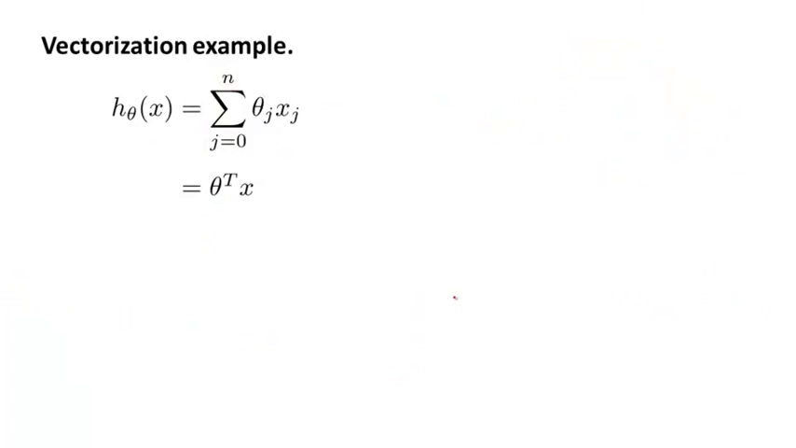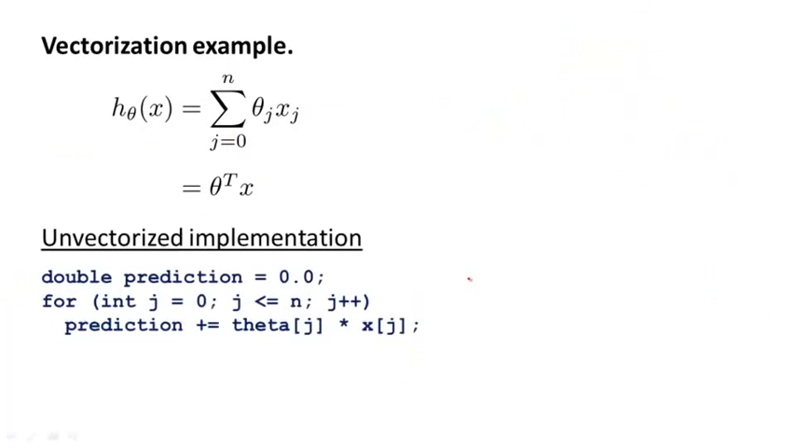So that was Octave, but the issue of vectorization applies to other programming languages as well. Let's look at an example in C++. Here's what an unvectorized implementation might look like. We again initialize prediction to 0.0, and then we have a for loop for j equals 0 up to n, prediction plus equals theta j times xj, where again you have this explicit for loop that you write yourself.